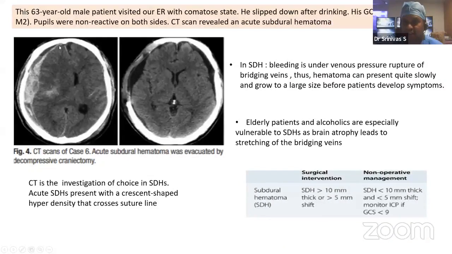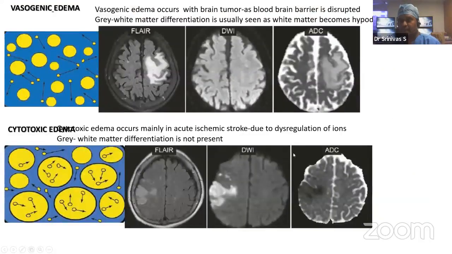This is an SDH. Look, SDH usually crosses the suture line, and it can be very chronic also. Bleeding is under venous pressure, from rupture of the bridging veins. Thus, the hematoma can present quite slowly and grow to a larger size before the patient develops symptoms. Elderly patients and alcoholics are especially vulnerable to SDH, as brain atrophy leads to stretching of the bridging veins and then subdural hematoma.